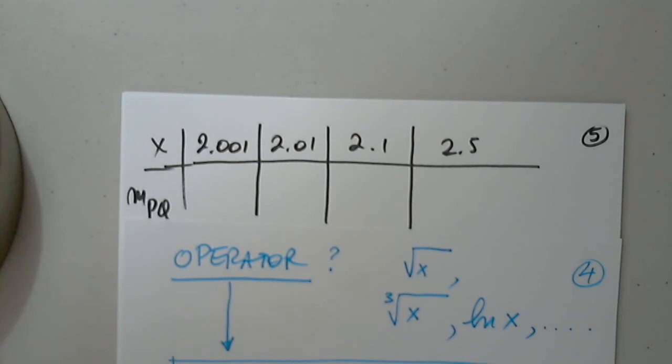2.001, and then 2.01, and then 2.1, and then 2.5. Okay, so let's go back and see if there is anything in there.